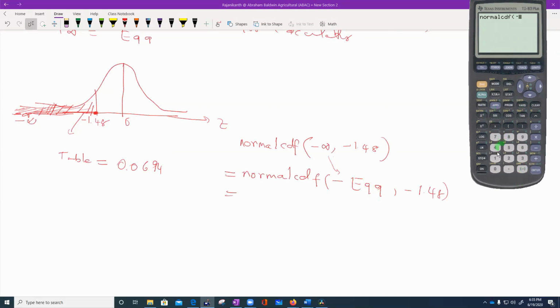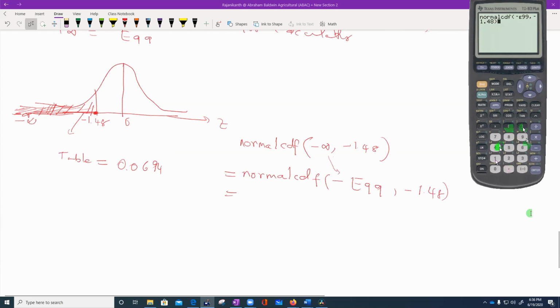This is the way. First press the negative, and where do you get E? E is right over here. Shift with comma button. Second with comma will give you E. Then I need a 99. So this is the code for infinity. Okay. Then comma negative 1.48. Then close the parenthesis. That's it.